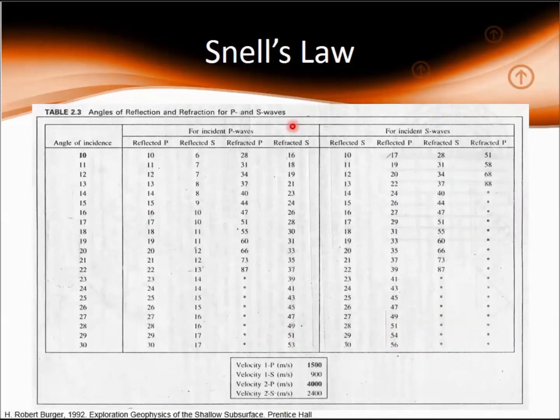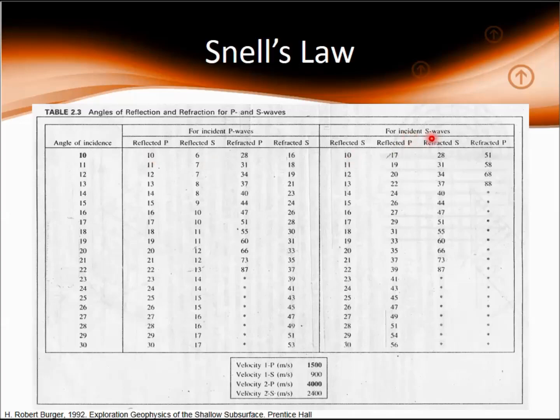So here is the table showing the relation of the angle of incidence of the respective P and S wave, as well as the resultant angle for each wave for the respective velocity of layer 1 and velocity of layer 2. For example, look here, for the case of the angle of incidence of the P wave, when it is 10 degrees, of course the reflected P wave will be 10 degrees as well. The reflected S wave will be less than the reflected P wave.